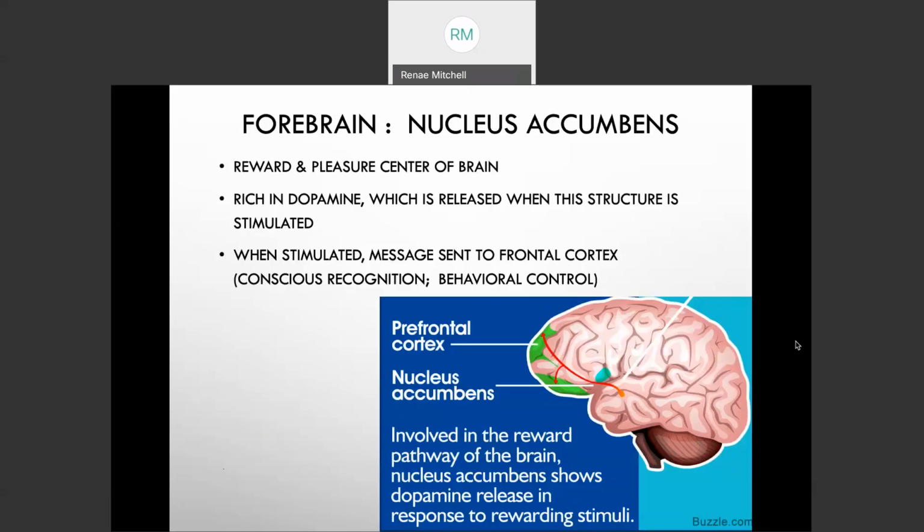And so, my question to you, part of the lecture question for lesson 1, is why would this area of the brain be implicated in something like an addiction or a substance use disorder? And that's what you'll be answering for the lesson 1 lecture question.